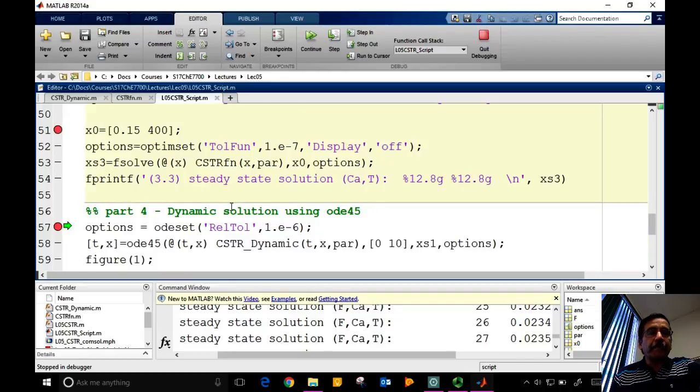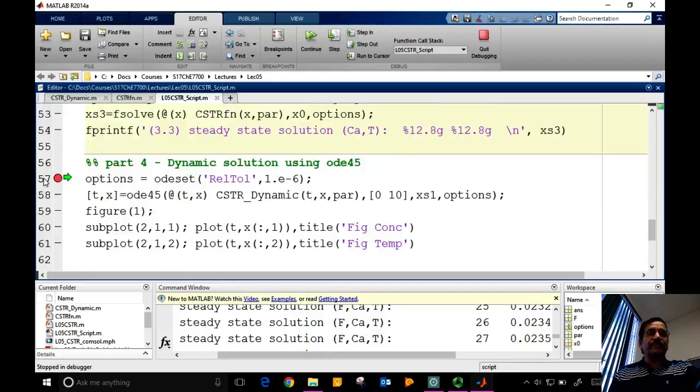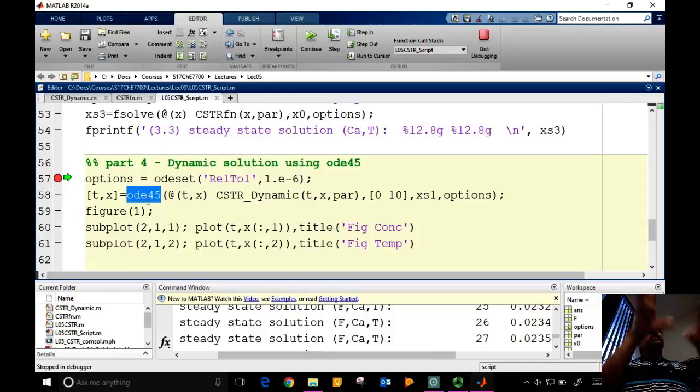Now we are parked in line 57. Part 4 of this problem is to find the dynamic solution, the curve that I talked about, evolution with respect to time. The tool that is available in MATLAB to do that is not fsolve, but it's called ODE45. What ODE45 does and how it does it, we will see later on. But I'm just showing you, if you are given a set of ordinary differential equations of the initial value type, what tool will you use and how will you use it to solve that problem.